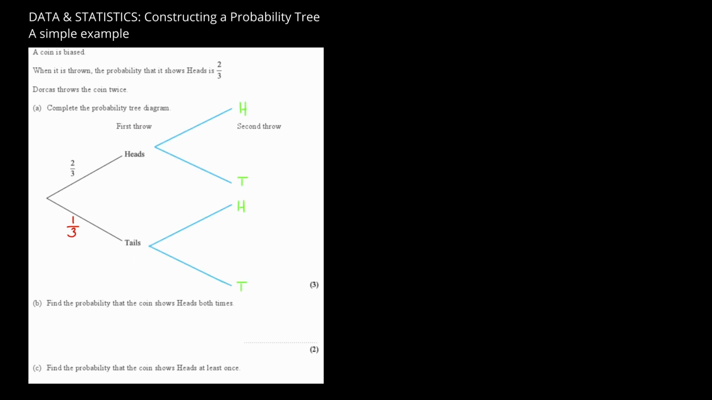Okay, let's pop on those probabilities. This is 2/3. This is 1/3. This is 2/3. This is 1/3. So that completes the probability tree diagram, and that should get you 3 marks.